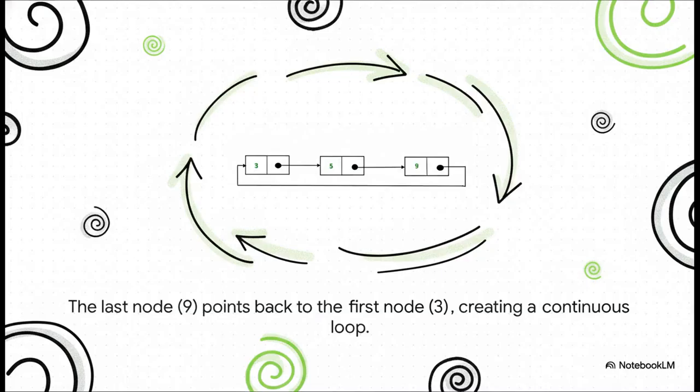And this visual makes it super clear. Check this out. We've got our nodes, 3, 5, and 9. Now, in a regular list, that last node, 9, its next pointer would just be empty, null. But here, nope. It loops right back to the beginning, to node 3. And that's what completes the circle. There's literally no end to the road.